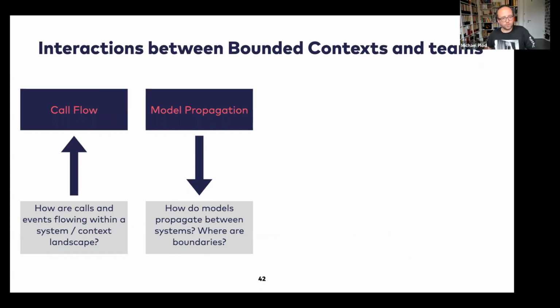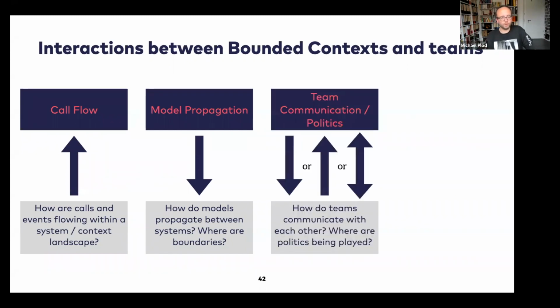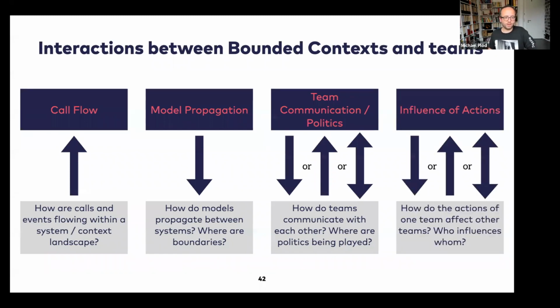The other two aspects, such as team communication and politics, or the influence of actions, aren't very visible in the code. They are part of an organization's DNA, about the way that an organization works.